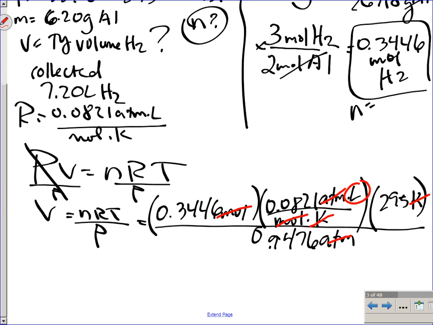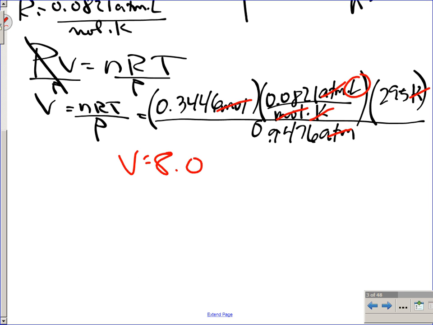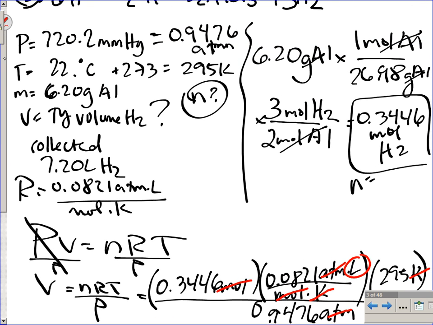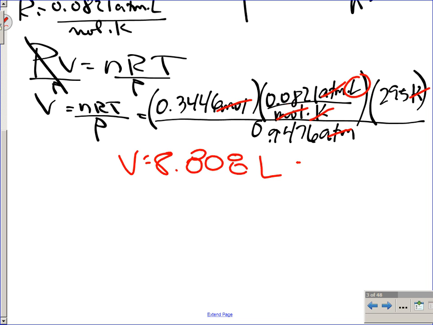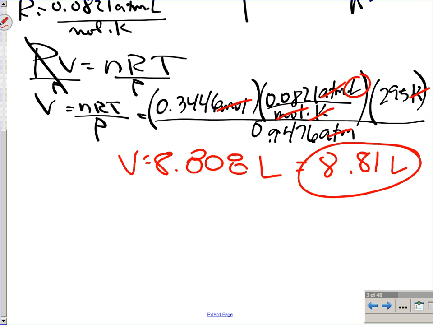Okay, so what's our volume here? You guys got to calculate for me. Say again? Okay, liters. And how many sig figs should this truly be recorded in? Going back to our givens. 3. This one has 4. This one has 3. This one has 3. This has, okay, well that's not used yet, but we're going to have 3, so that'd be 8.81 liters. Okay, so this is my what yield?